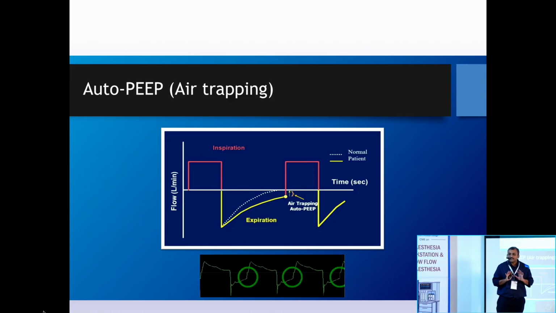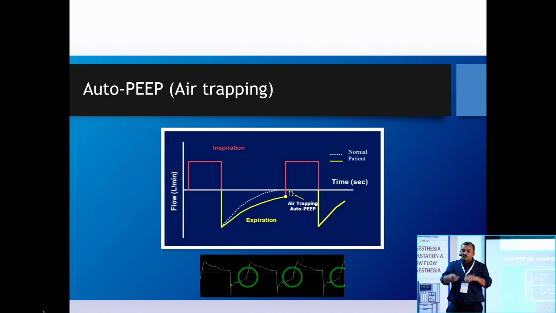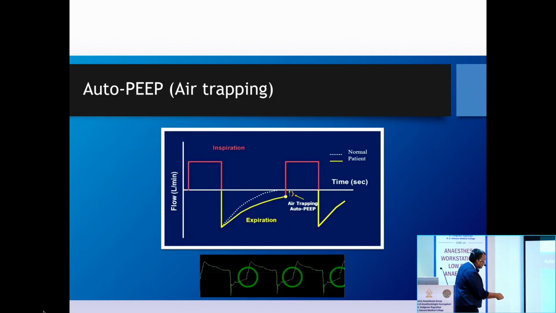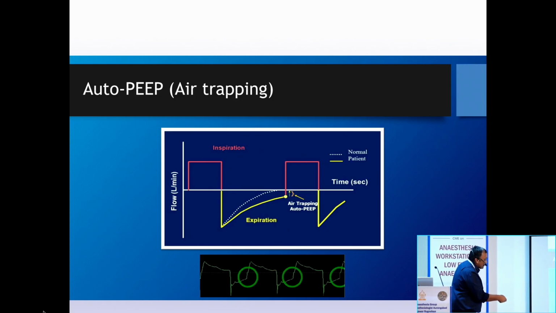Whatever air you had given to the patient, all of it has come out. Now what is happening is, here there is some amount of air which is still not touching the baseline. So that air is getting trapped in the lung. And even before that, your next tidal volume has started. For whatever reason, your patient is perhaps time cycled and is not able to exhale fully.